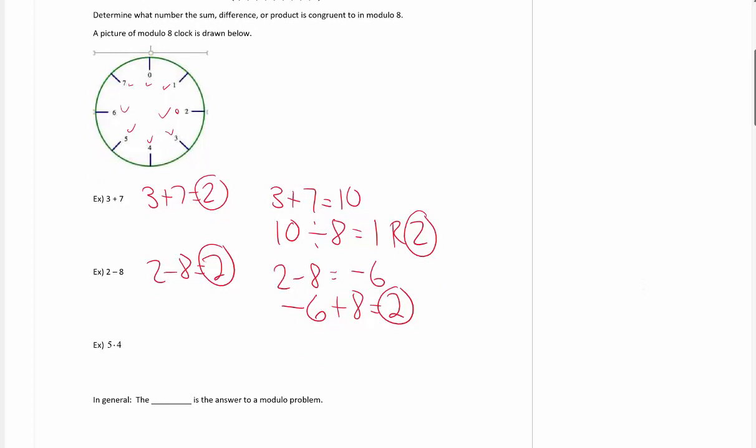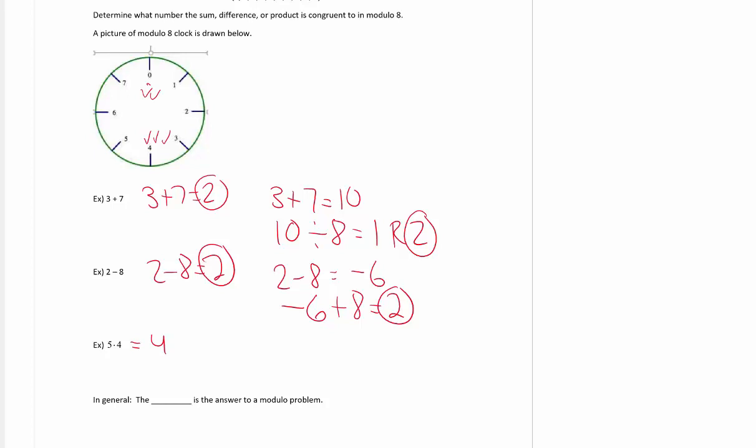All right, one other example with the mod 8 clock. Let's do 5 times 4. Well, if I want to do 5 times 4, I would start at 0, and I would need to do 5 groups of 4. So here's the first 4. The second 4 gets me back to 0. The third gets me to 4. The fourth gets me back to 0. And the fifth group of 4 puts me at 4.